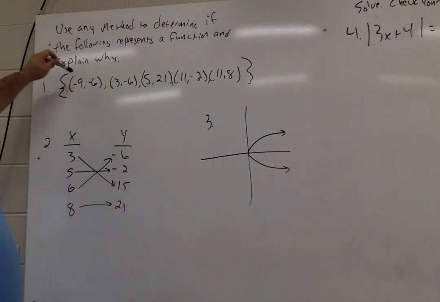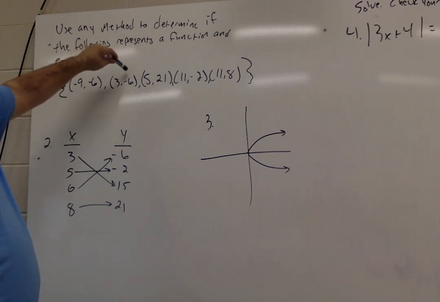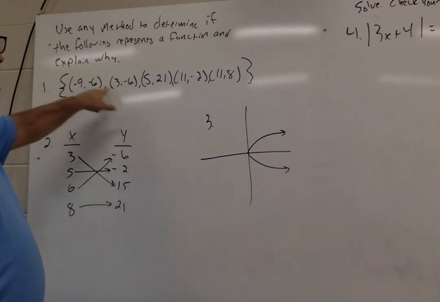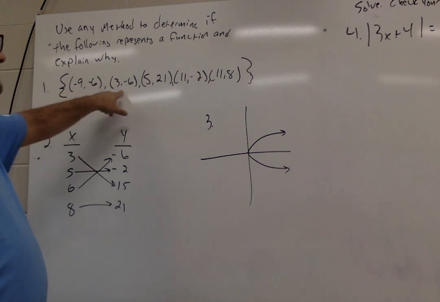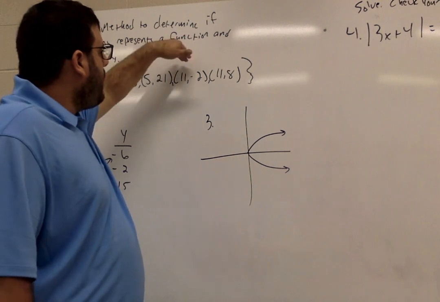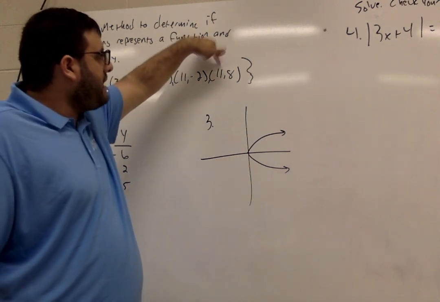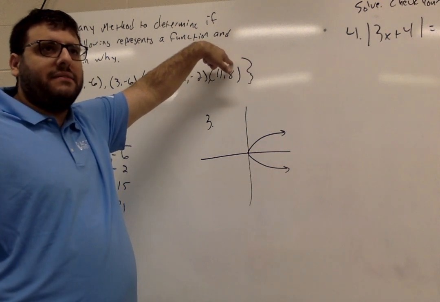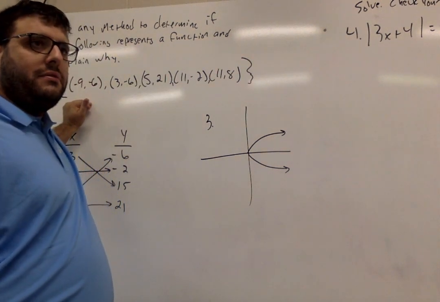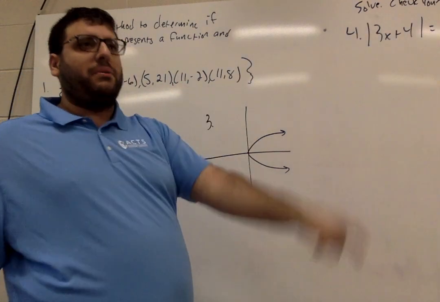All right, so let's see. I have -9 that's being mapped to -6. I have 3 that's being mapped to -6. Okay, that's still one x value to one y value. Okay, 5 is mapped to 21. 11 is mapped to -2. But here I have 11 also being mapped to 8. So does that make this a function? No. No, because this x value is mapped to 2 different places.